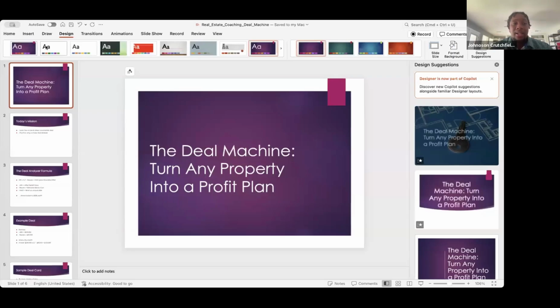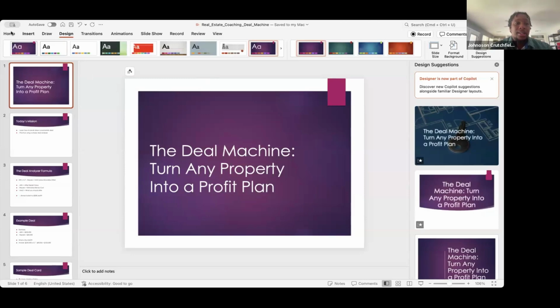All right, so today we're gonna look at how to turn any property into a profit plan. That's the goal today. We're gonna look at what a good deal is. So today's goal is for you to have a really good idea of what a good real estate deal is, and how to find out if it's a good real estate deal.